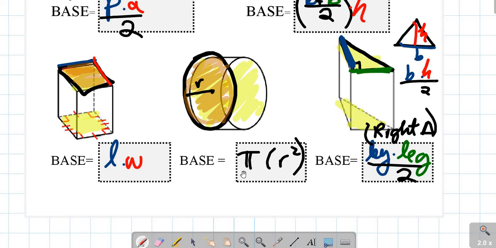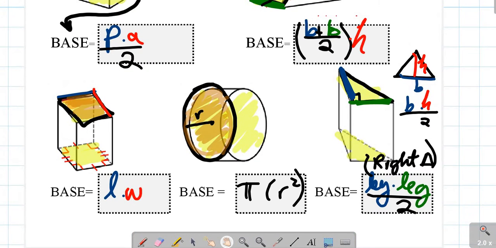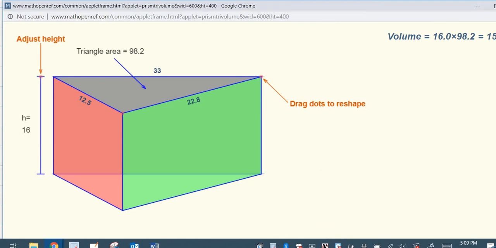Okay, now keep in mind, everything I have here is simply the equation for the idea of the base of a solid, capital B, because you need that for volume. Now, volume is a super easy equation for prisms and cylinders. Okay, watch.